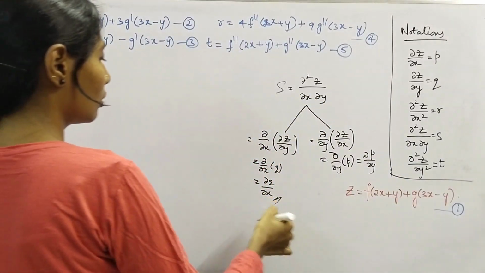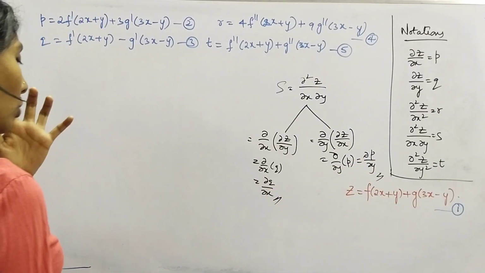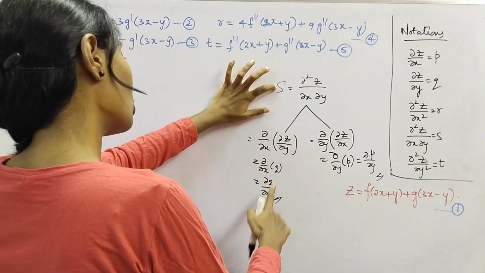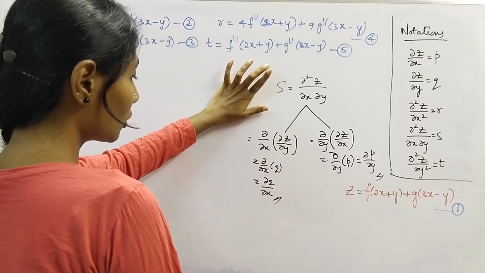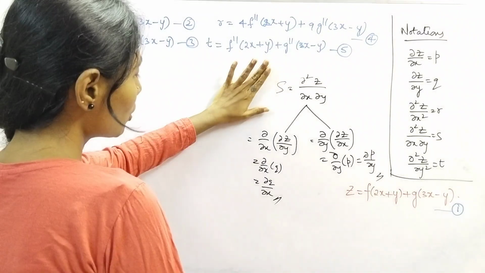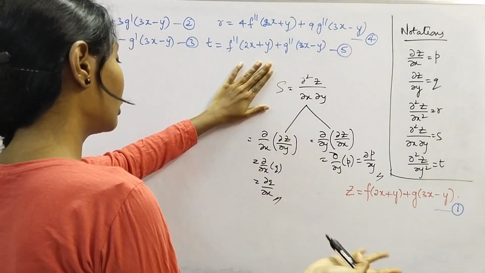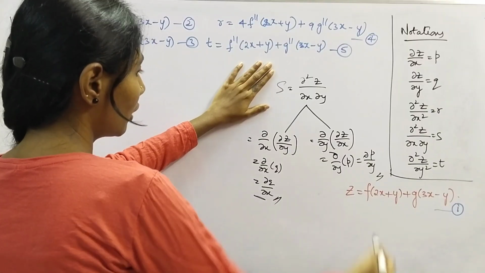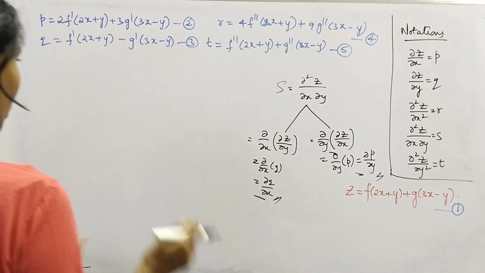Either you can go for ∂q/∂x or ∂p/∂y. What I mean is s is nothing but ∂q/∂x or ∂p/∂y, both. So you can find equations using any of these two. Okay, if you want you can try the other. I'll go for this. You can try this and let me know the answer.